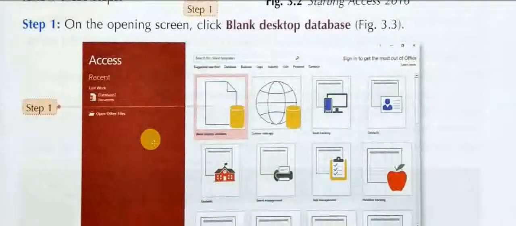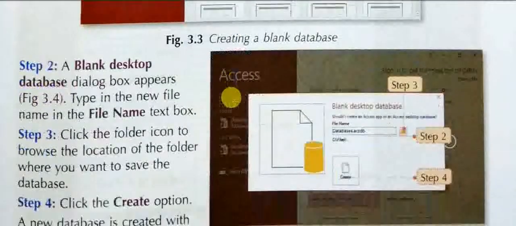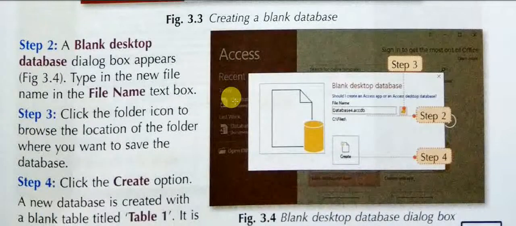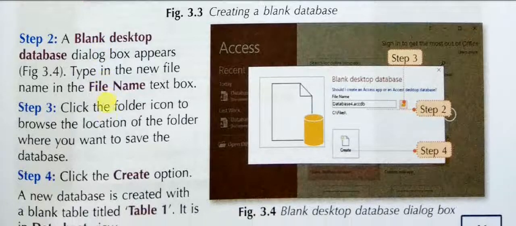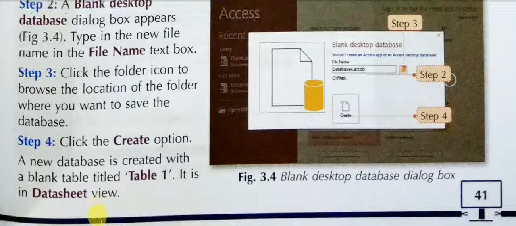First of all, on the opening screen, click blank desktop database, this one. Then a blank desktop database dialog box appears. Then you have to give a file name. Then you have to select the folder where you want to save the database. Then click on create. After clicking create, a new database is created with a blank table titled Table 1. So when the database is created, automatically a table is created with the name Table 1. This is the datasheet view, so it will be shown in datasheet view.